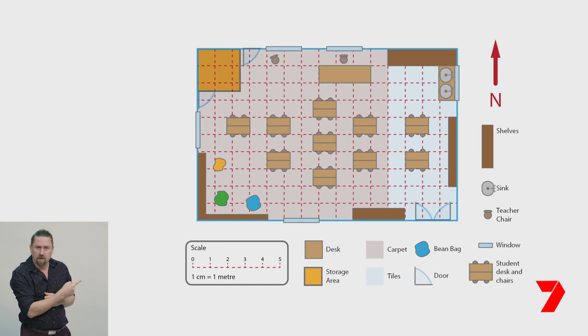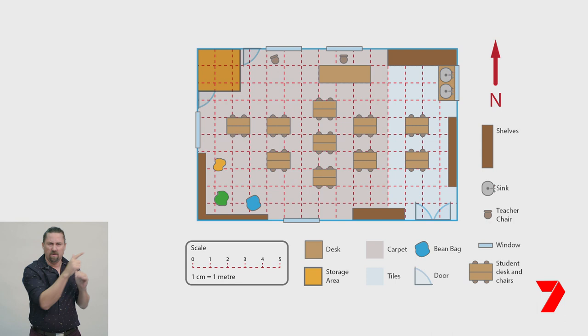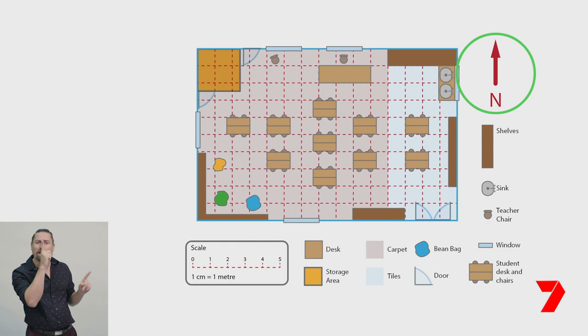Let's use our compass directions to navigate a map. When we find our way from one place to another, we are navigating. Let's look at this map of a classroom and talk about some of the features that help us to navigate. Notice how the map is a grid. The grid helps us measure distances between objects on the map, so we can work out the distances in real life. It shows which way is north with a red compass arrow.